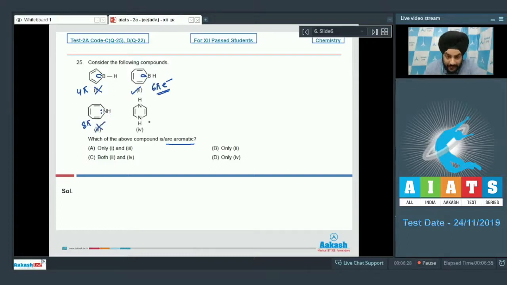And if we talk about the last one now, in the last one also, students, there are lone pairs present over nitrogen. So a total of 8 pi electrons are present. So this is also not aromatic. So out of these given compounds, students, we can clearly see that only the second compound satisfies Huckel's rule for aromaticity, and as a result only the second compound is going to be aromatic. So for question number 25, students, we have to mark the correct answer as option B. Let us look at the next question now.